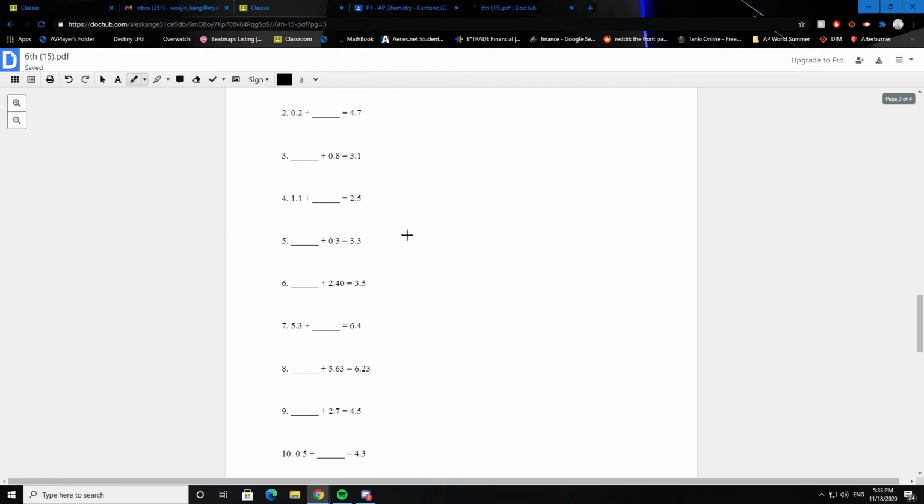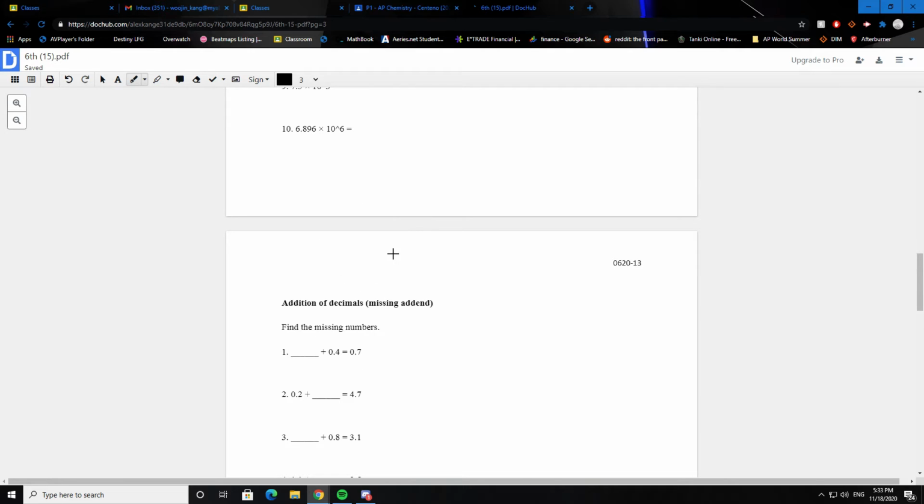Now, addition and subtraction of decimals. So this is so easy. You guys will have no problem with this. You're literally just doing regular division. I mean regular subtraction or addition. So you just subtract. You're trying to find the missing one. So subtract this 0.4 from both sides.